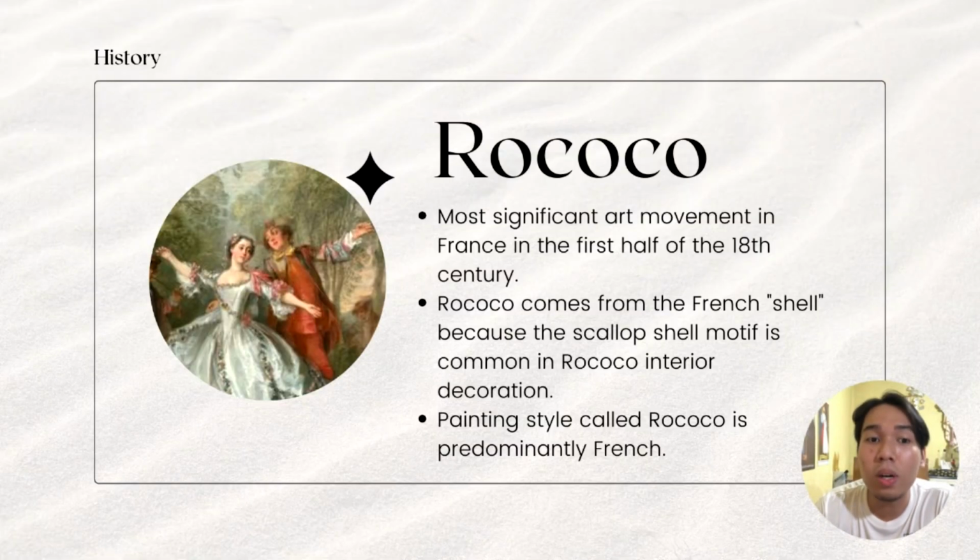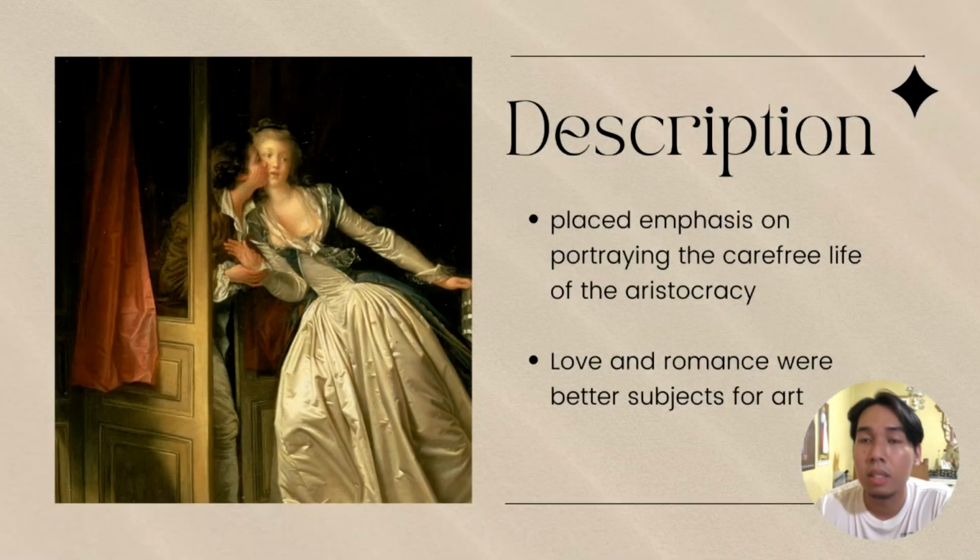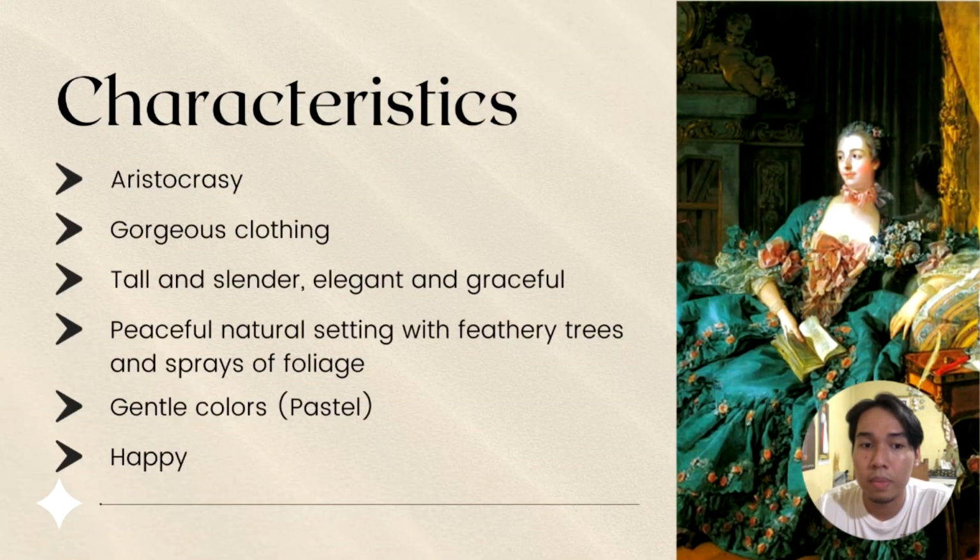Rococo art. Rococo art is the most significant art movement in France in the first half of the 18th century. The term Rococo comes from the French word for shell, because the scallop shell motif is common in Rococo interior decoration. Whereas Rococo interior decoration spread to other countries such as Germany, the painting style called Rococo is predominantly French. Rococo is an art style which places emphasis on portraying the carefree life of the aristocracy, rather than on grand heroes or pious martyrs. Love and romance were considered to be better subjects for art than historical or religious subjects.